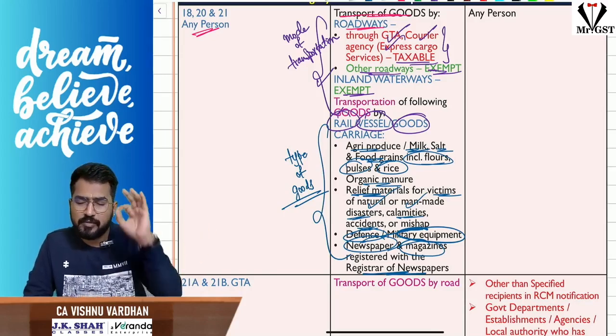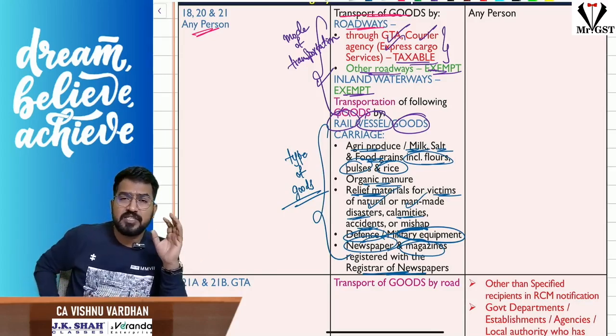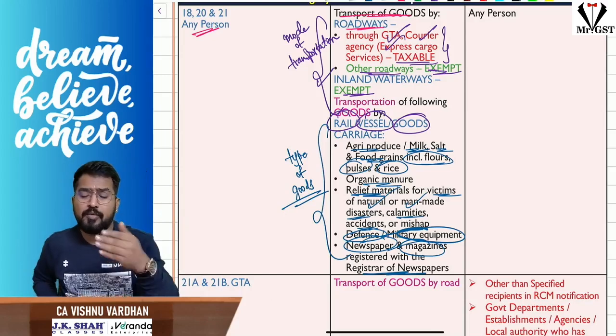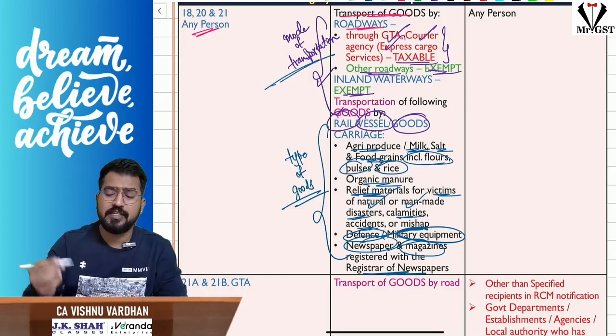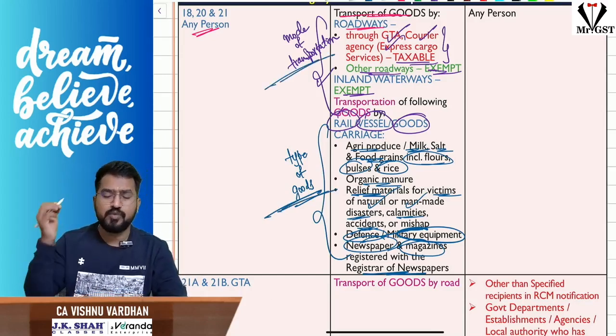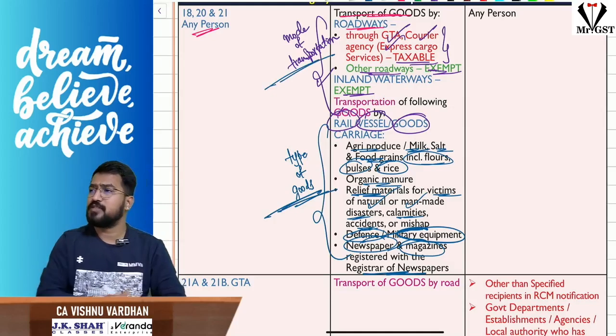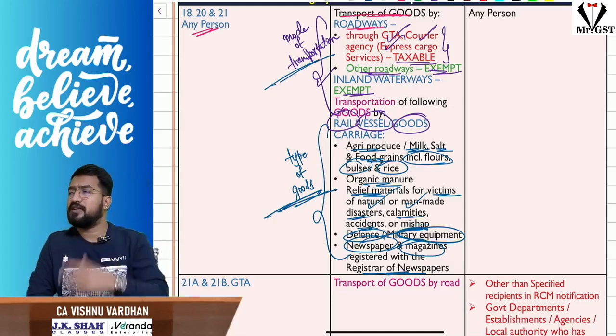Guys, we are discussing the transportation charges. The transportation charges are exempt under GST, provided you are transporting them in this way or you are transporting these goods. Okay, based on the mode of transportation or based upon type of goods, we have given the exemption here.